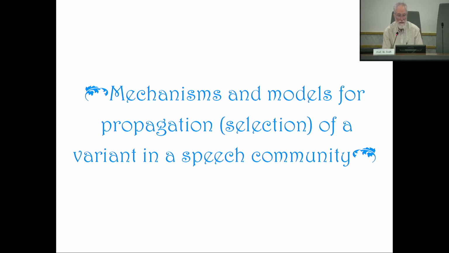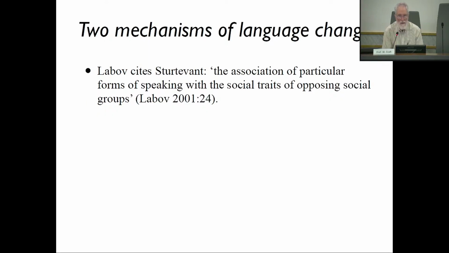So that means we'll be looking at mechanisms and models for propagation, or more precisely, selection of a variant in a speech community. So basically what we're doing here, just to say briefly as an overview before I get into the details, is there are a number of different theories about how language change happens. That is, how selection or propagation happens in the speech community.